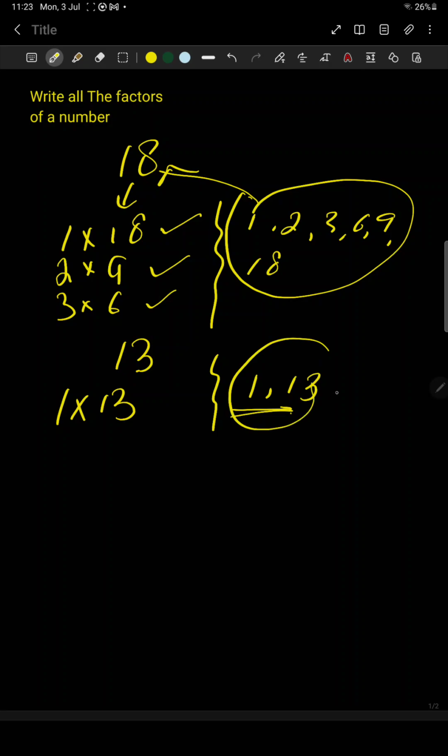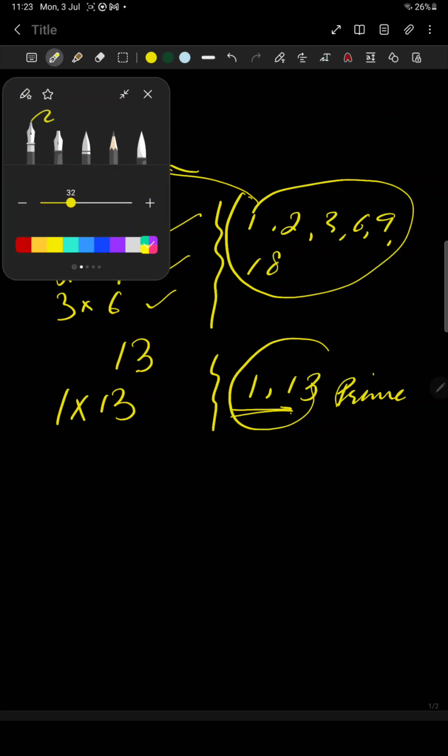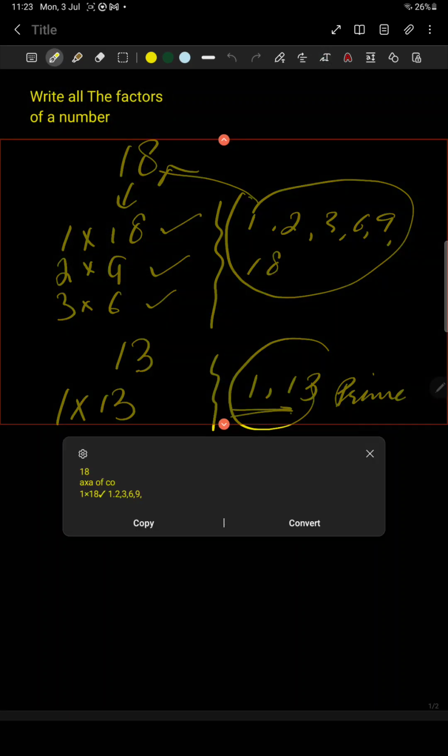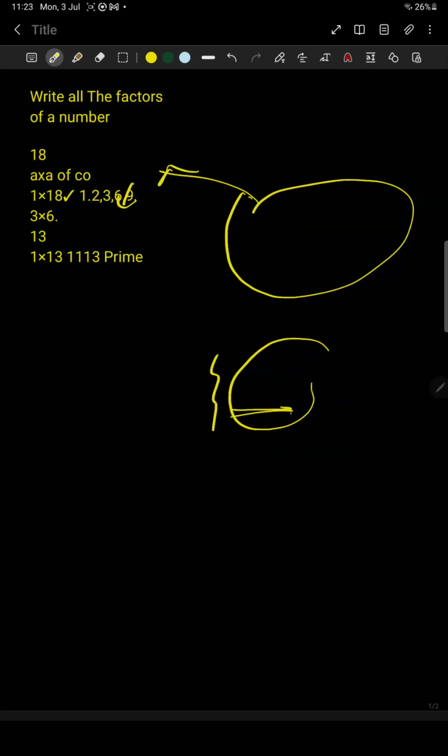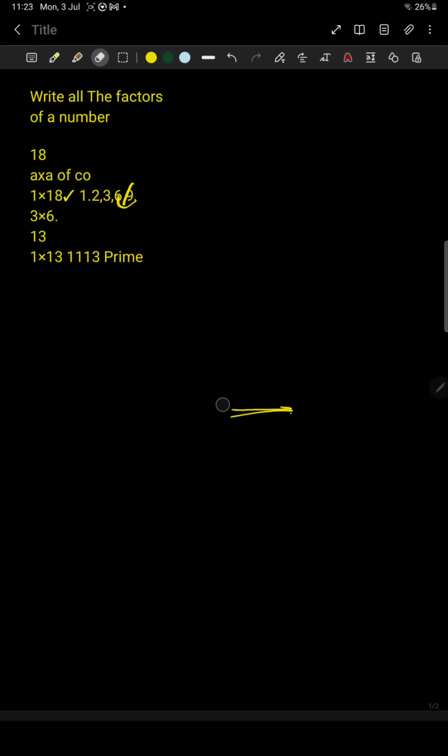So this is a prime number, so it has only 2 factors. When a number has only 2 factors, we say that it is a prime number, and when a number has more than 2 factors, we say that it is a composite number. This is the concept we have already done. Now we are going to find out how to write the factors of different numbers.